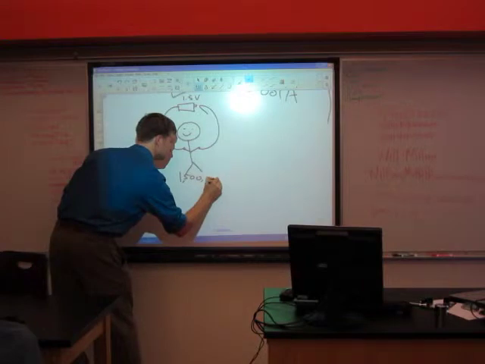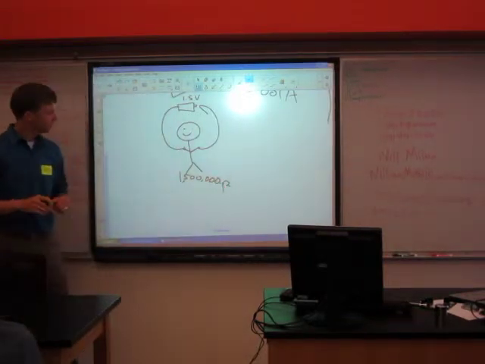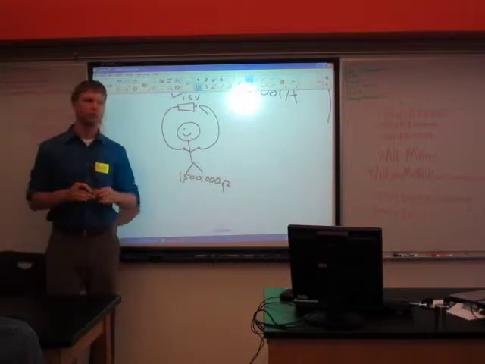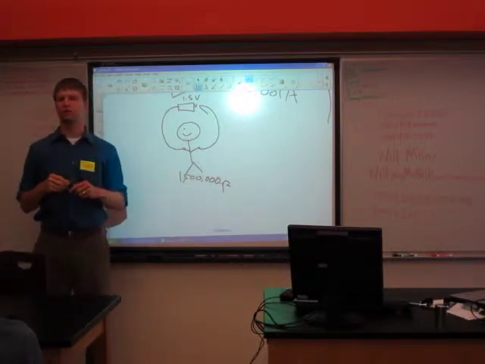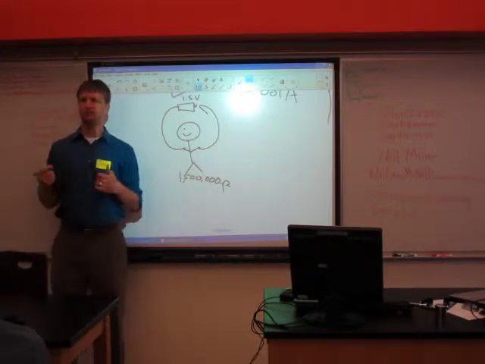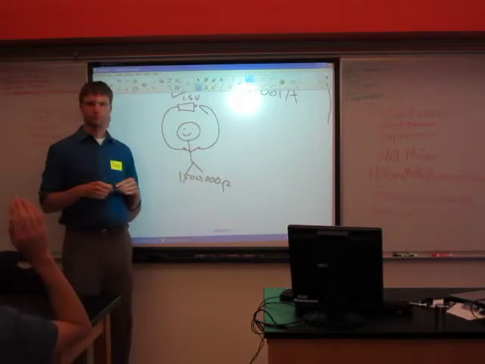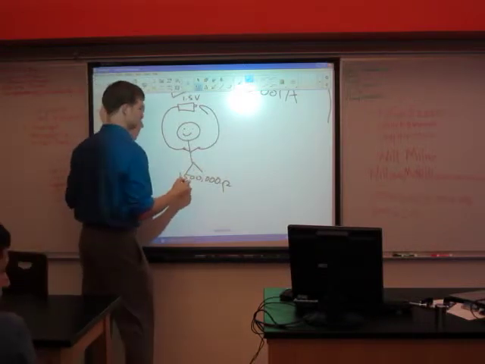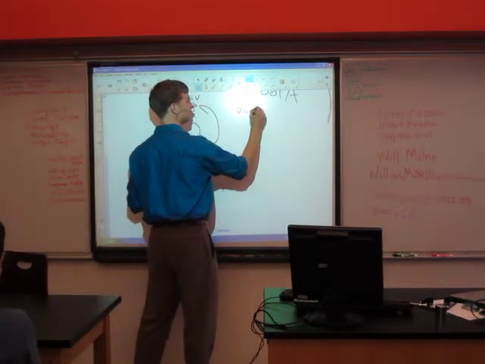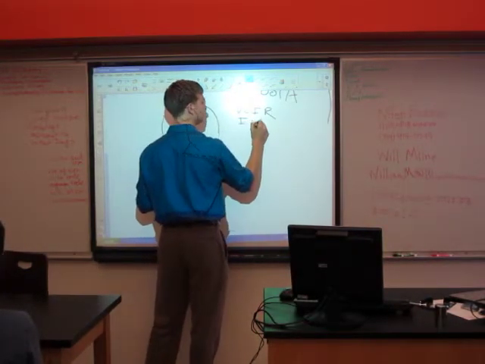If I told you I, as Dave, am 1,500,000 ohms, 1.5 mega ohms as it's called, how much current are we talking about? 0.00001. So V equals IR, and Michael's saying I equals 0.